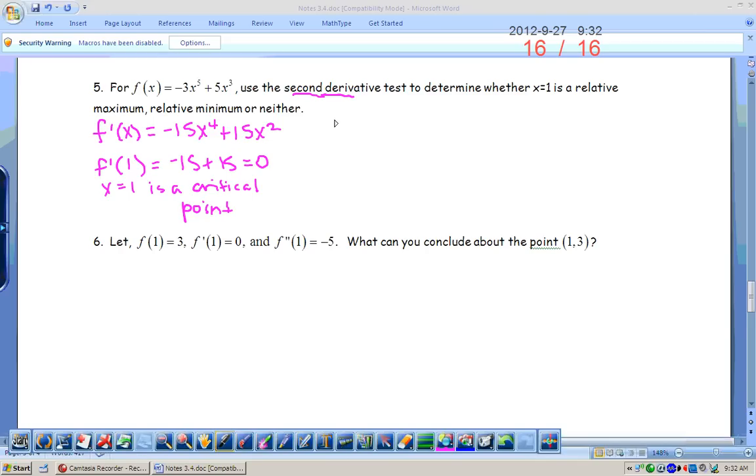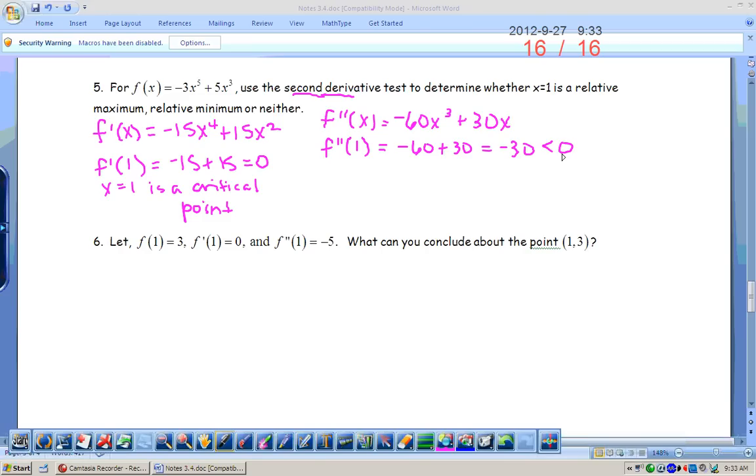So the next thing that we would do is to determine whether the second derivative is positive or negative at x equal 1, and that will determine whether we have a minimum or a maximum. The second derivative is going to equal negative 60x to the third plus 30x. Then we'll plug 1 into our second derivative. So f double prime of 1 equals negative 60 plus 30, which is negative 30, and that is less than 0.